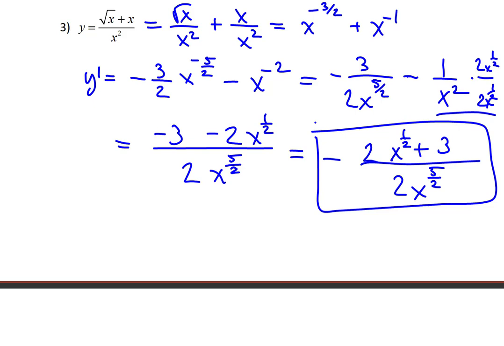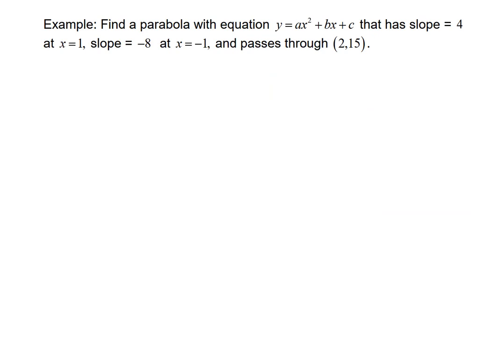this really is correct. Let's try another example where this one says, find a parabola with equation y equals ax squared plus bx plus c. Okay, that's just a general quadratic parabola equation here. That has slope equal to 4 at x equals 1, slope equal to negative 8 at x equals negative 1, and passes through the point 2, 15.